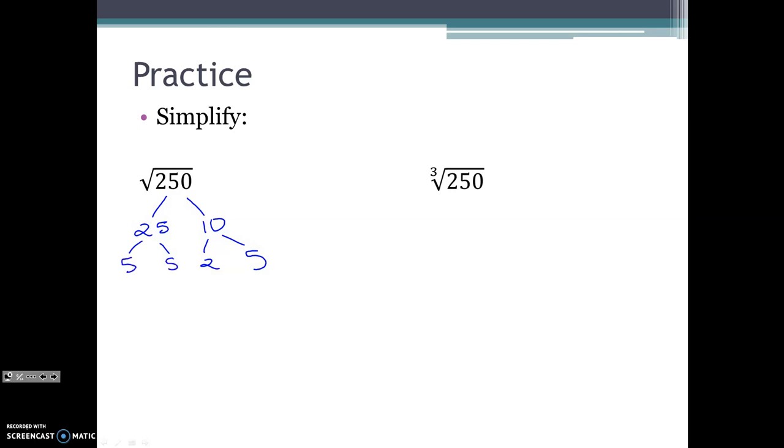Now, when I'm looking at this, am I looking for pairs? And the answer is yes. This is a square root, which means that the index of that is 2. So I'm looking for pairs. Do you guys see any pairs up here? Well, yes, I see a pair of 5s. So that means that for the square root of 250, there is a 5 on the outside. And what is left on the inside? A 2 times a 5. So the square root of 250 simplifies down to 5 square roots of 10.